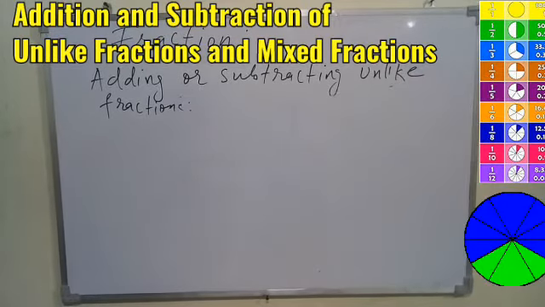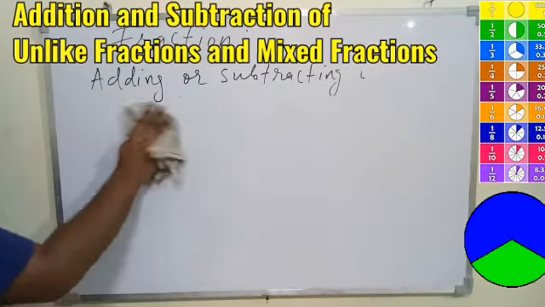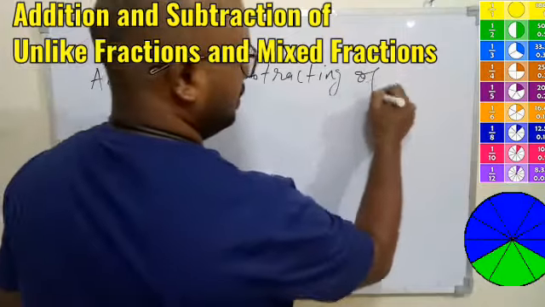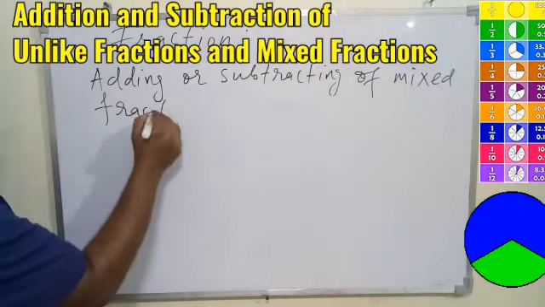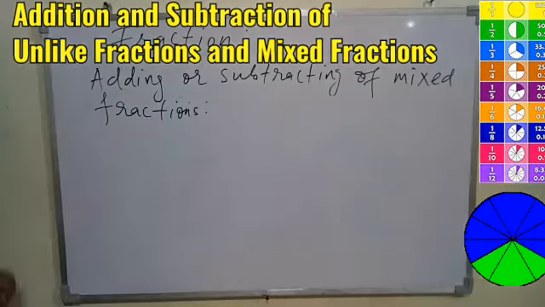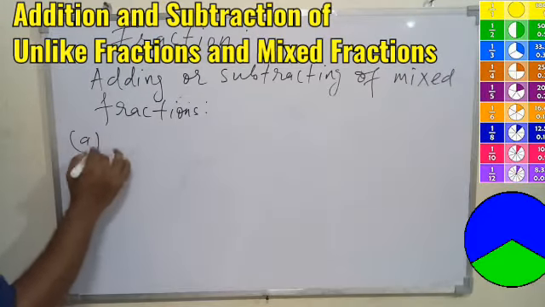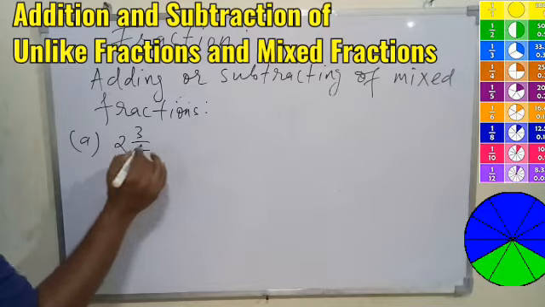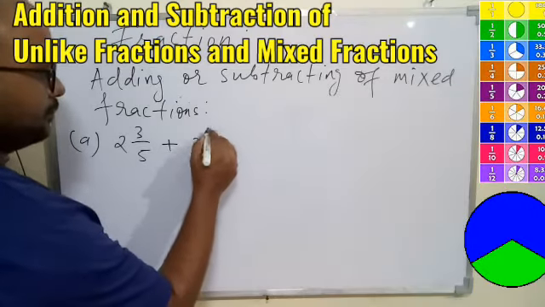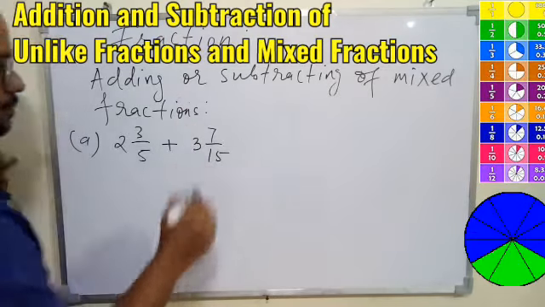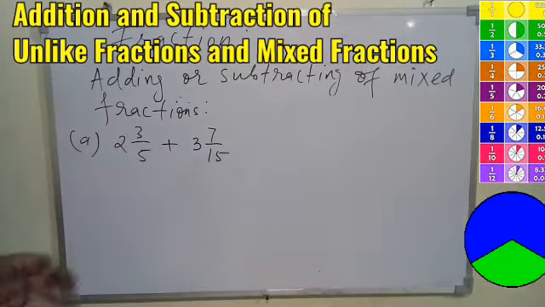Let's go for addition or subtraction of mixed fractions. So let me do one mixed one. Then I will start with the exercise. So the process will remain the same, only we have different fractions now. So let's take the example 2 3 upon 5 plus 3 7 upon 15. So we are having two different mixed fractions I have taken from my side, and let's see what is to be done.